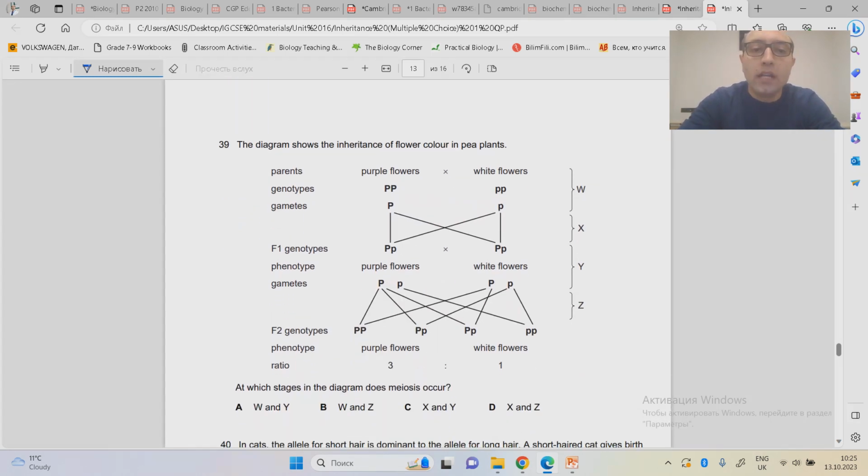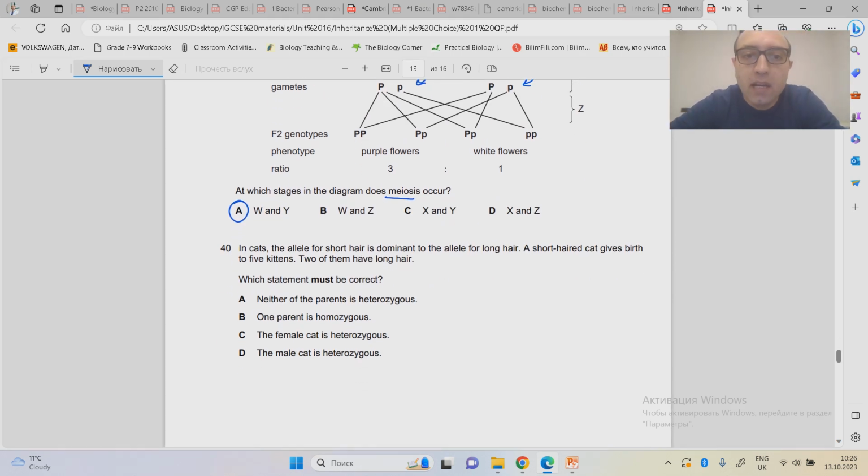38. At which stage in the diagram does meiosis occur? So guys, you know that meiosis occurs for gamete production. So we are using meiosis for the making of gametes. So this is actually meiosis. I will first show by arrow. This is meiosis, guys. And these are also meiosis in this picture because they made gametes. So it occurs in W and Y, guys. W and Y. Answer is A.